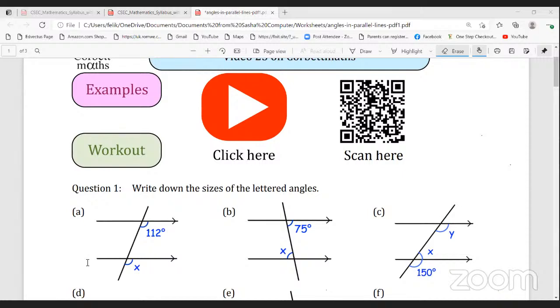All right, so go ahead and write the questions down. Please ensure that you draw these lines using a ruler, no freehand drawing. And I need proof of work at the end of the lesson. So we're going to draw these first, and then we're going to go through.